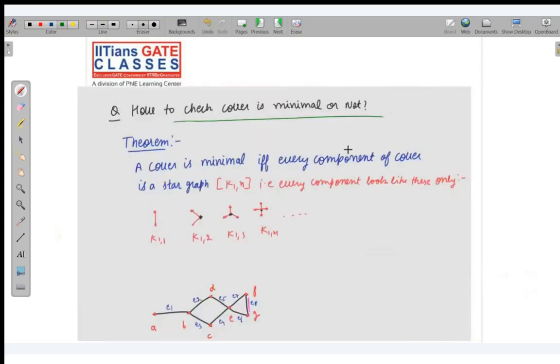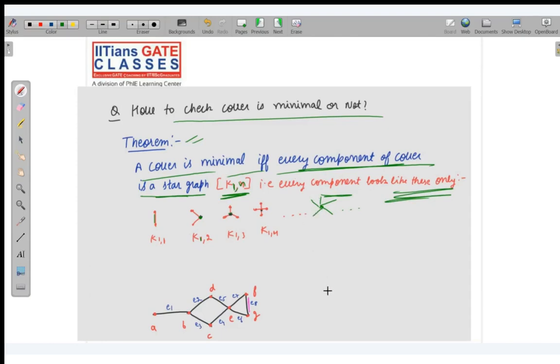Now how to check whether a cover is minimal or not? For that we have a theorem. A cover is minimal if and only if every component of the cover is a star graph. That means a star graph is K1,n, a complete bipartite graph where there is one vertex on one side and n vertices on the other. So K1,1 is this, K1,2 is this, so one vertex and here two vertices. K1,3 is just like this, K1,4 is just like this, K1,5 will be like this, and so on. So every component looks like a star graph. Only then we will say the cover is minimal.